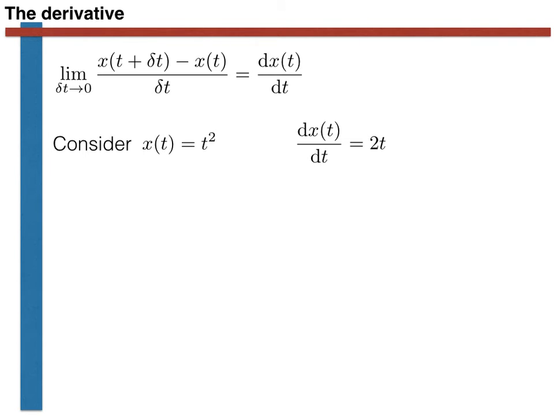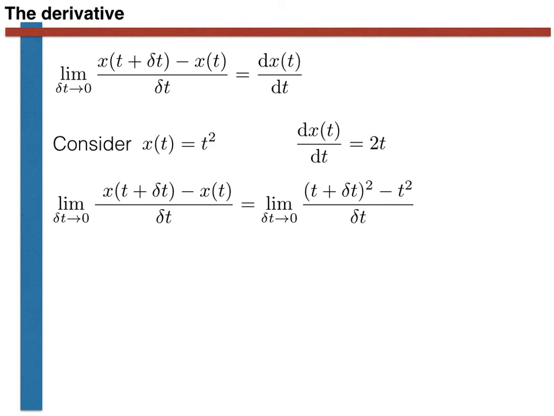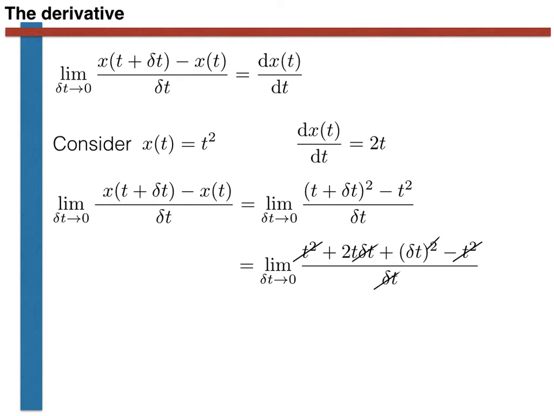We begin by substituting our function x of t equals t squared into x of t plus delta t and x of t as shown here. Next, we multiply out the bracket containing the t plus delta t. Cancelling factors of plus t squared and minus t squared, and the factors of delta t on the top and bottom of this expression, we now find that we must take the limit as delta t tends to 0 of 2t plus delta t. Obviously this is equal to 2t, QED.